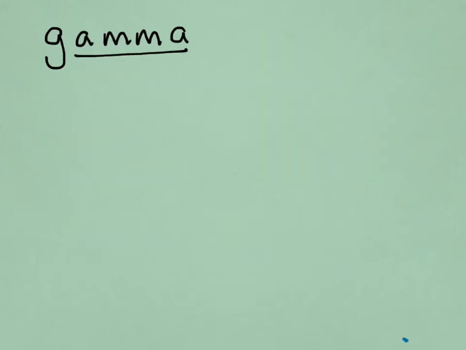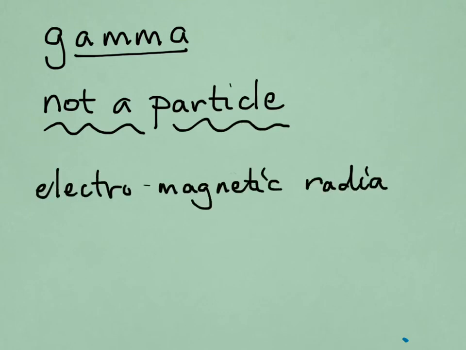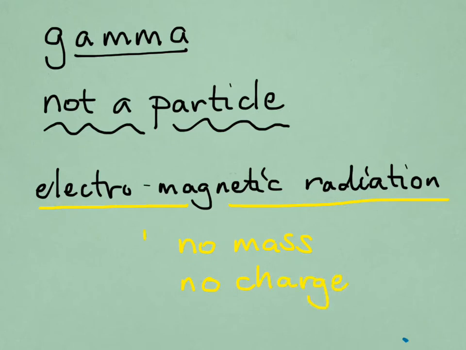The third type of radiation is gamma. Gamma is not a particle, that's the important thing to remember about it. It's an electromagnetic radiation, a wave. So it has no mass and no charge. So we don't need to remember anything when we write equations for that. It's just gamma radiation. In fact, you won't be expected to write an equation representing gamma decay.